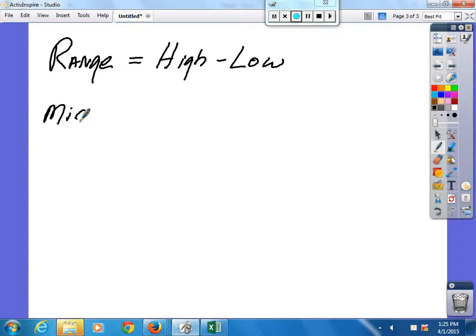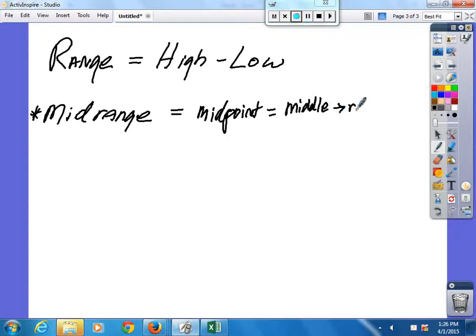Mid-range. This is just like the midpoint. Now this is important. This is just as important as the median, the mean and the standard deviation. The mid-range is basically the midpoint, or it is the middle pertaining to the range, not the other numbers.